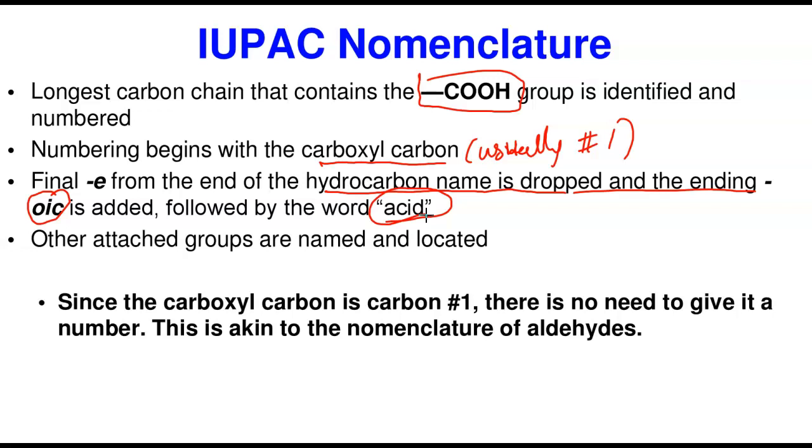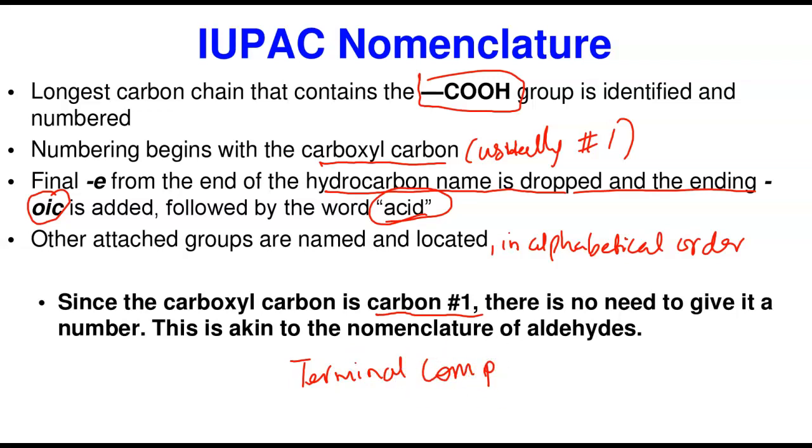Then we can name other attached groups. Other attached groups are identified and named in alphabetical order. Now, I put this caveat here. Since the carboxylic carbon is usually carbon number 1, there is no need to give it a number in the nomenclature. No need to name them, because they are what? Terminal compounds. We call them terminal compounds because, just like the aldehyde, we start naming from that carboxylic carbon. So there is no need to put a number on that carboxylic functional group, because it can only exist at the end of the chain.